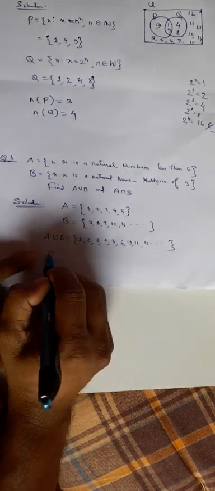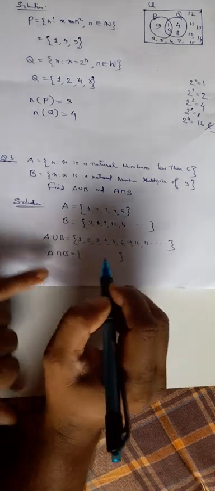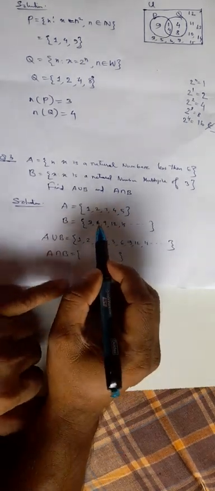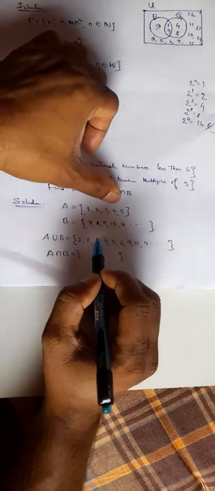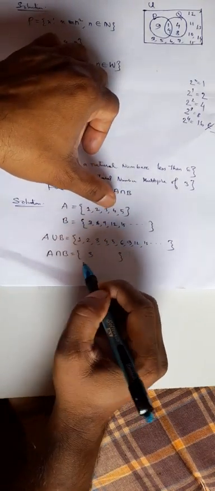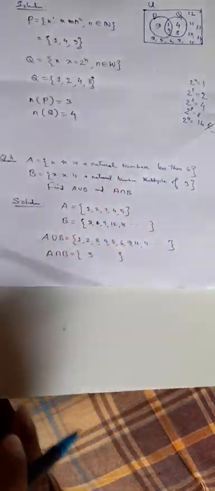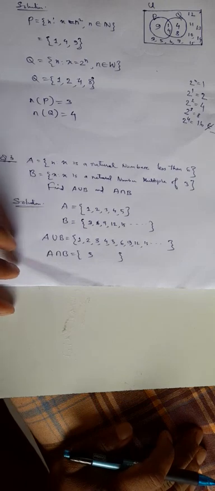And what is A intersection B? A intersection B means common elements of A and B. What are the common elements of A and B? Element 3 is common, and beyond that there is no element. So it is a singleton set. A intersection B means only 3.